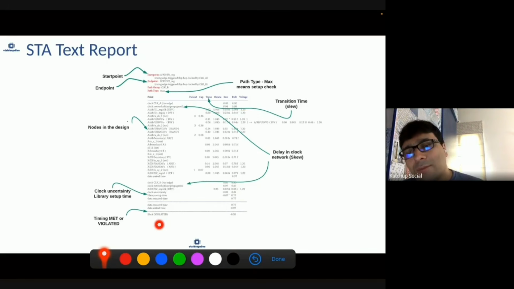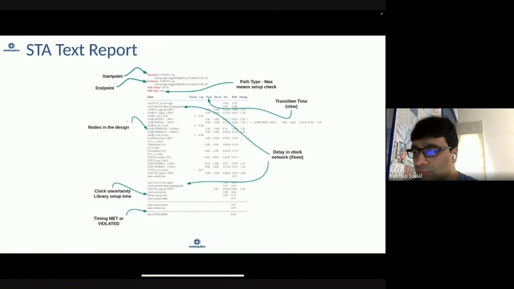STA converts the design into a node and arc based representation, and each of those nodes is represented in a text report. Start point, end point, all the nodes in the design, what the delays are on each of those nodes, how the delay is changing as it goes through, and at the end, whether you are meeting timing or not. We cover this in more detail in our STA advanced course, where we use the open source OpenTimer tool to show you how to analyze the reports in detail.